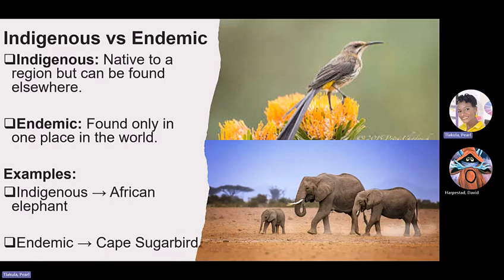So now let's talk about indigenous versus endemic. Have you ever heard of the words indigenous and endemic? Indigenous means native to a region but can be found elsewhere. Endemic means found only in one place in the world and cannot be found anywhere else. An example of an indigenous species would be the African elephant. It is indigenous and native to Africa, but they are found in other areas in the world. An endemic species would be like the Cape sugarbird. It is found only in the Cape and nowhere else in the world.